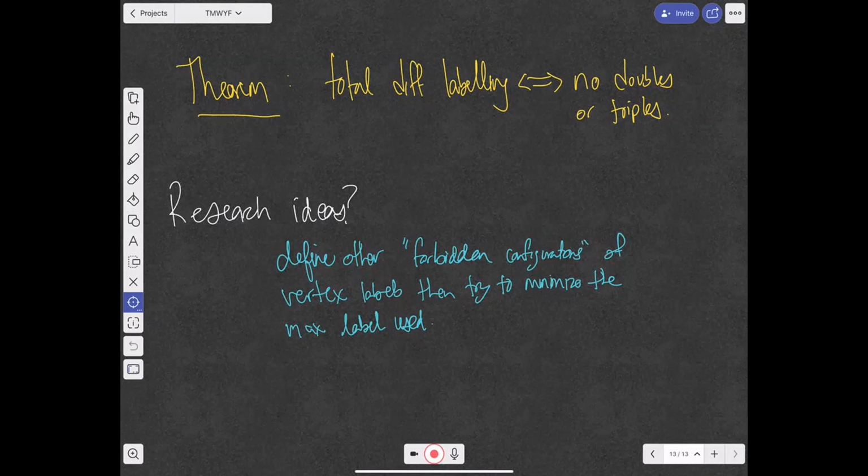So yeah, that's what I got for you. Combine some different labelings, go further with our ideas, or look at these forbidden configurations and see what you can get. There's a lot out there for sure. So thanks.